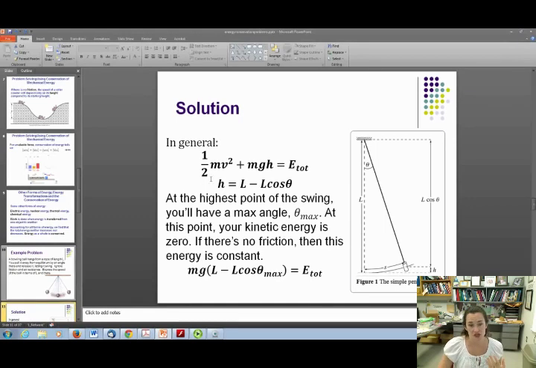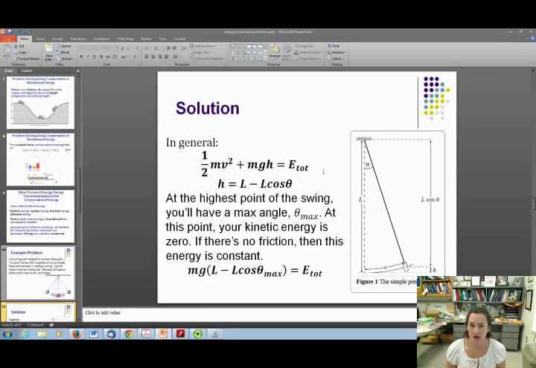Therefore, I've written the equation here, 1/2 mv squared plus mgh is equal to my total energy. And that's always going to be the case for this problem. Remember, that's my mechanical energy, the kinetic plus my potential. And then for these energy conservation problems, we know that that mechanical energy is going to be conserved.